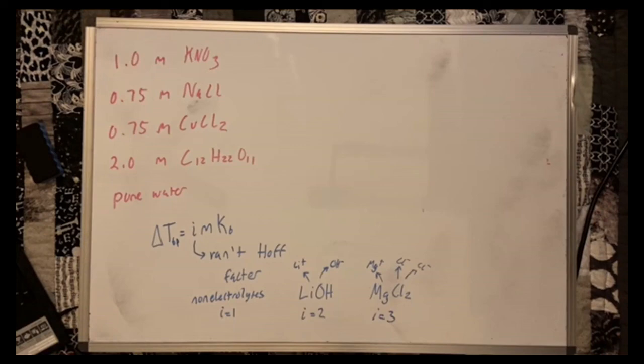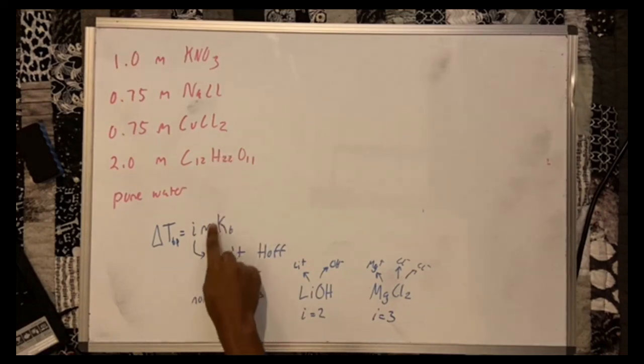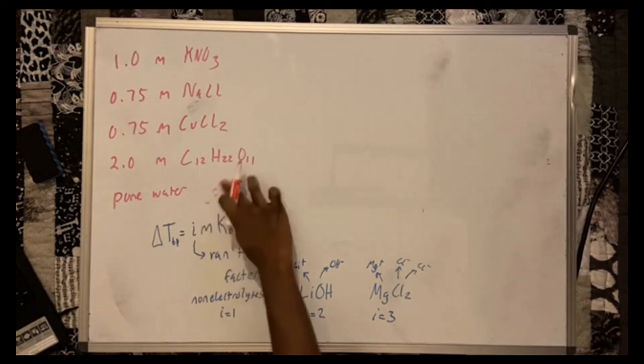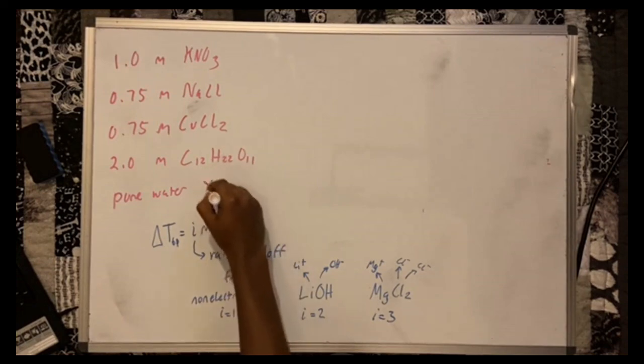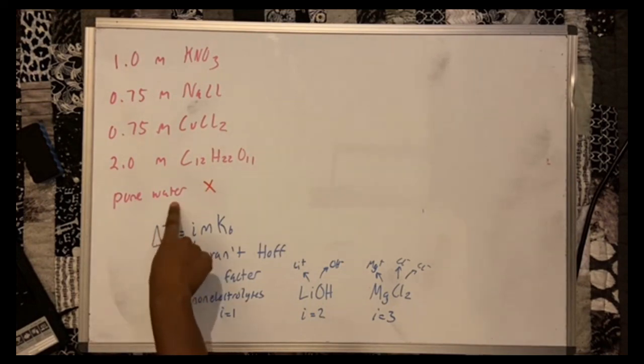All right, now we want to see which one of these is going to have the highest boiling point. Since they're all in water, the Kb is going to be the same for all of them, so I'm just concerned with this i times their molality factor. We can already rule out pure water, because that's going to be the lowest one: all the rest of them are going to have increased, higher boiling points.